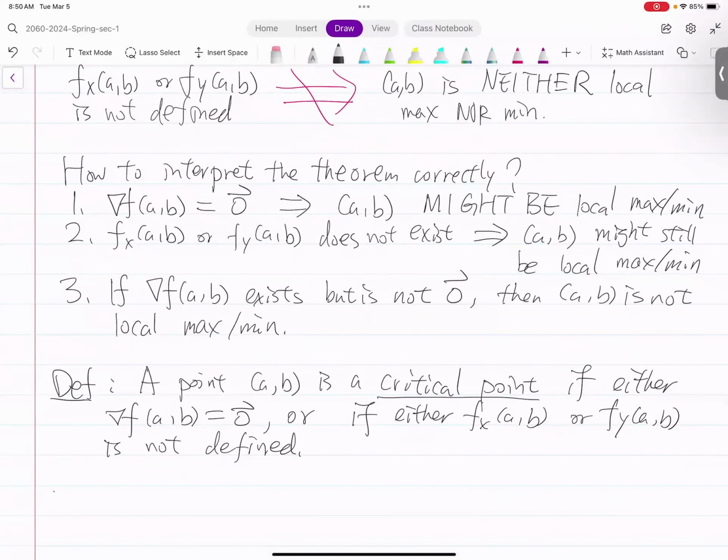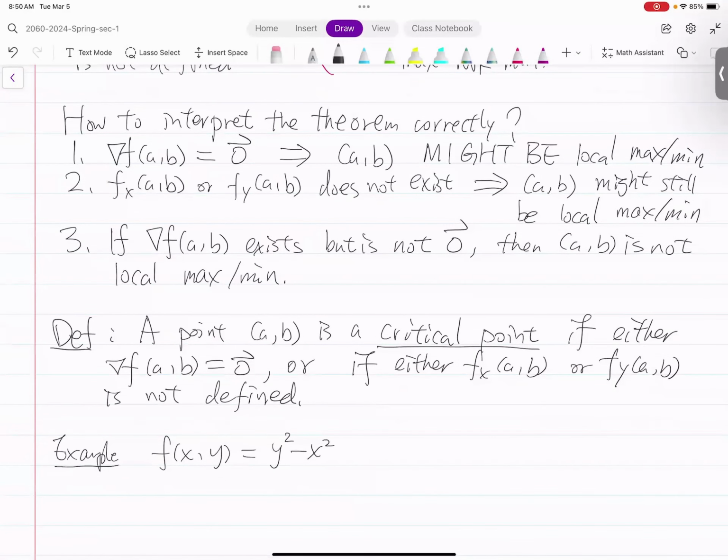So let me quickly write down the example that we're going to discuss in tomorrow's class. Basically, if we look at the function f of x, y equals y squared minus x squared. This is a very important example that we have seen when we illustrated the figure, but this function actually has a zero gradient at the origin, but not really a local extreme.